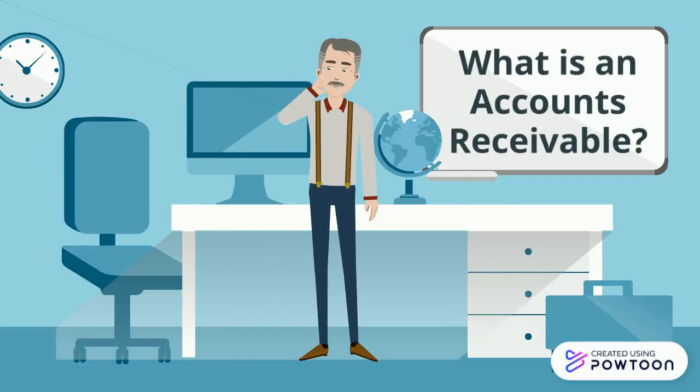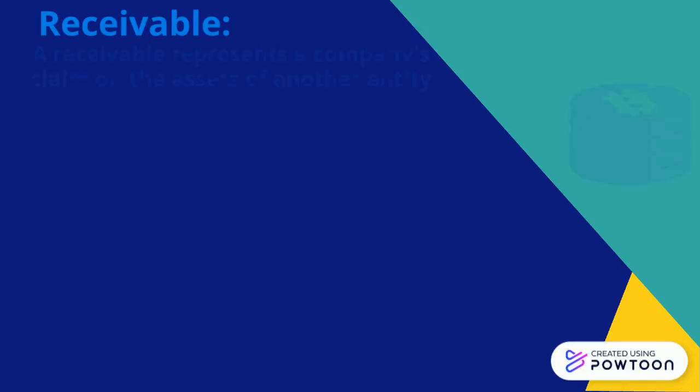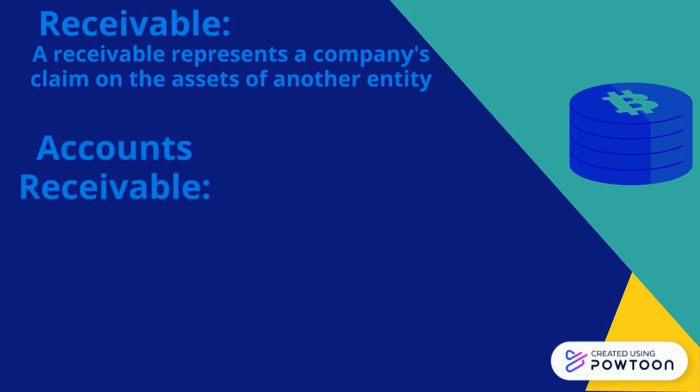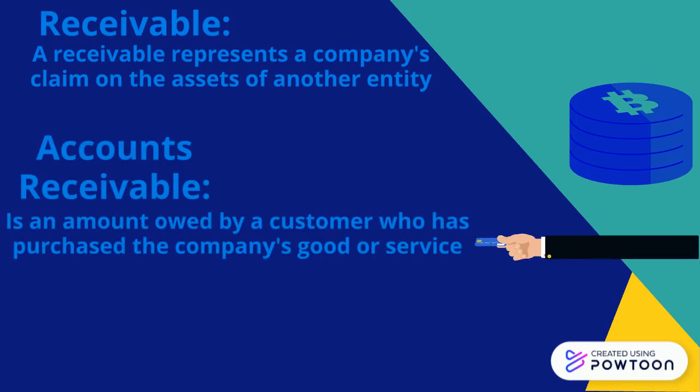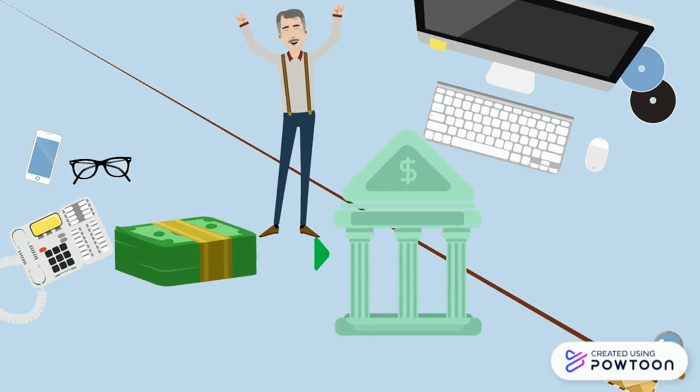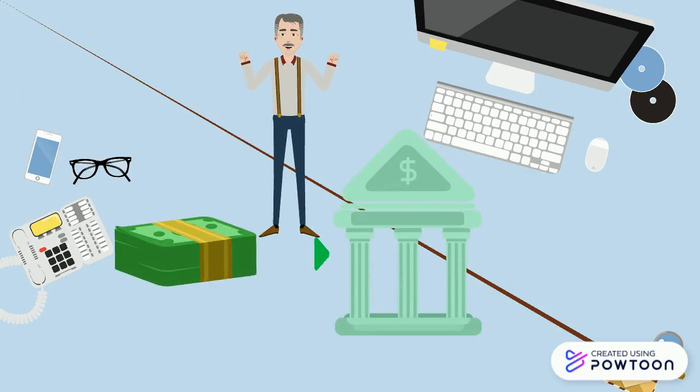What is an accounts receivable? Well, a receivable represents a company's claim on the assets of another entity. An accounts receivable is an amount owed by a customer who has purchased the company's good or service. Note: accounts receivables is also known as debtors or trade receivables. We analyze receivables to understand how efficiently a business manages and collects receivables to avoid bad debt expenses.